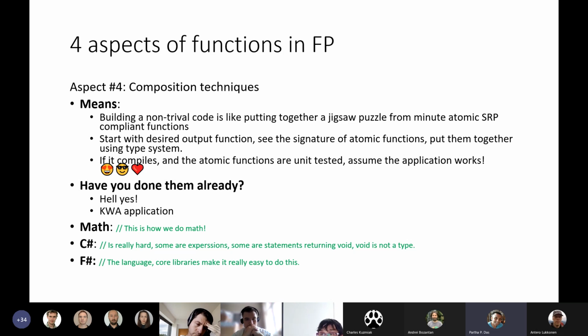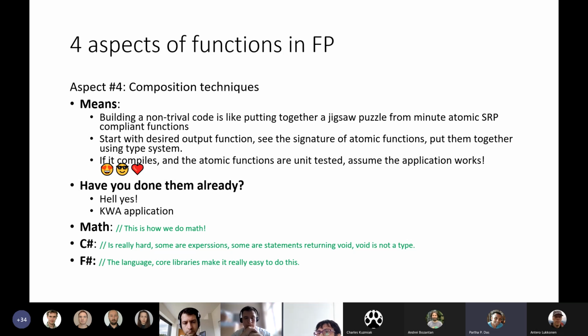This is how we do math. A super complex formula is a composition of individual formulas, right? In C# it becomes really hard because C# has concepts of expressions and concepts of statements. Void is not a type recognized by the type system. It's God knows what. I had another word for it, but I'm not going to use that.